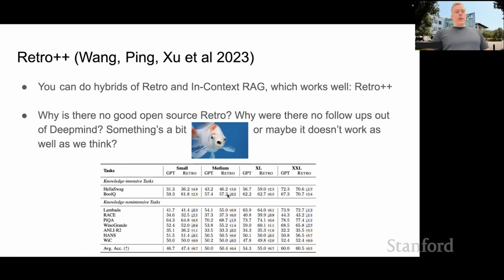And they showed some really nice results here, but I think it's sort of pointing to this big flaw, which is: why is there still no good open source Retro model? That probably tells you something about whether it actually really works. I spent a lot of time in my career trying to reproduce DeepMind papers that didn't necessarily always work. And so I think the same is true for Retro. And that's why we need to do this in-context RAG on top of Retro to actually get it to work.